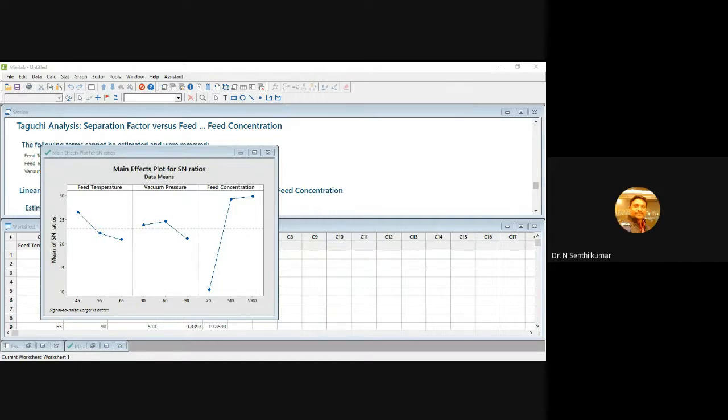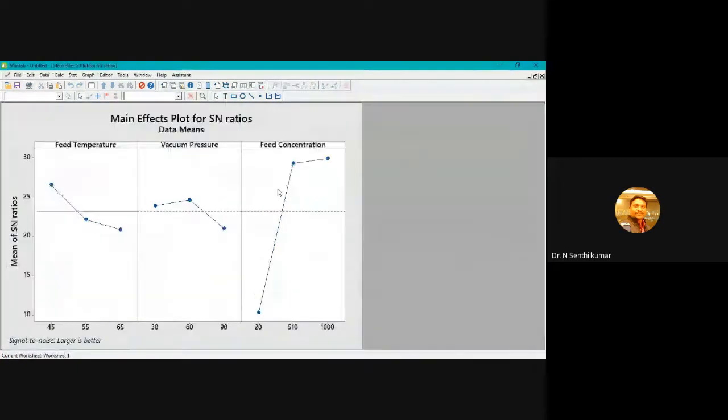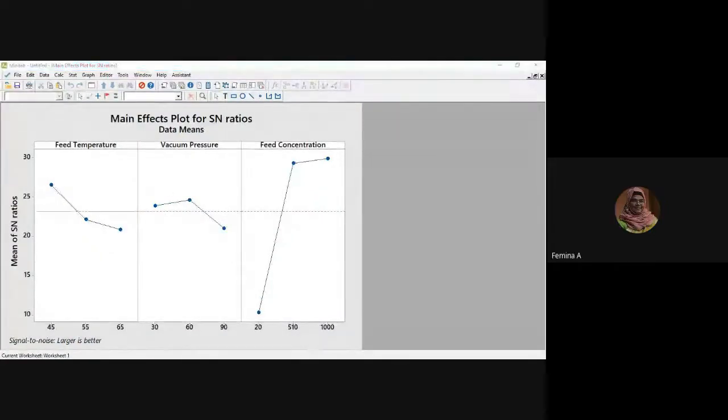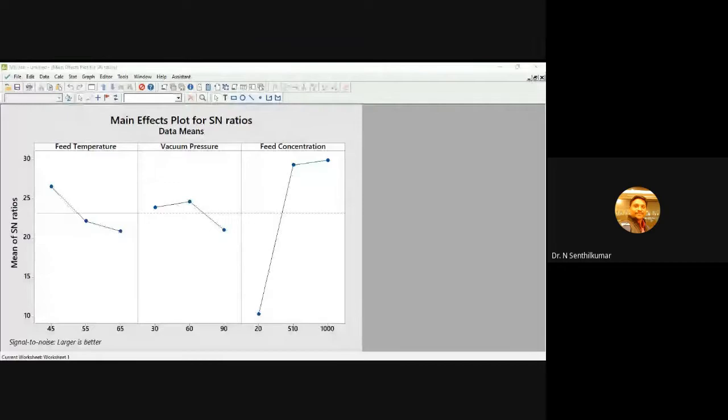So first look at this main effects plot. This is the main effects plot you are seeing in Minitab, no? Yeah. Okay. That we will now have in Design Expert, the ramp plot. So this is how it is interpreted.